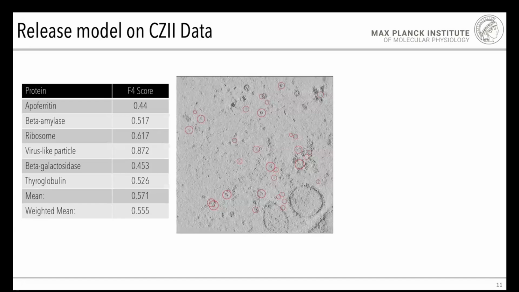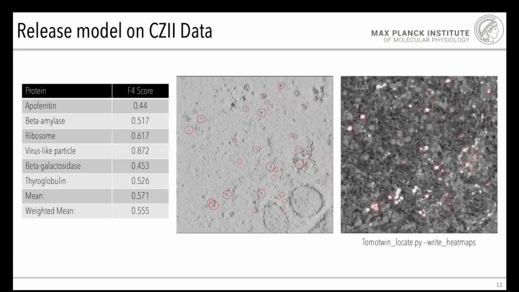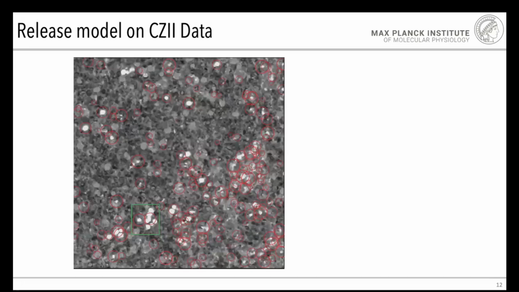So of course I then went and looked at the picks, and I'd say even more useful is to look at the heat map. You can get this when you run TomoTwin locate with the right heat map. This is essentially the network's confidence that this is apoferritin, or whatever particle you're picking, across the entire tomogram. And what I can see on the right, if we have another look at that, is that the network is very, very confident in locating apoferritin, and it's actually doing a very good job.